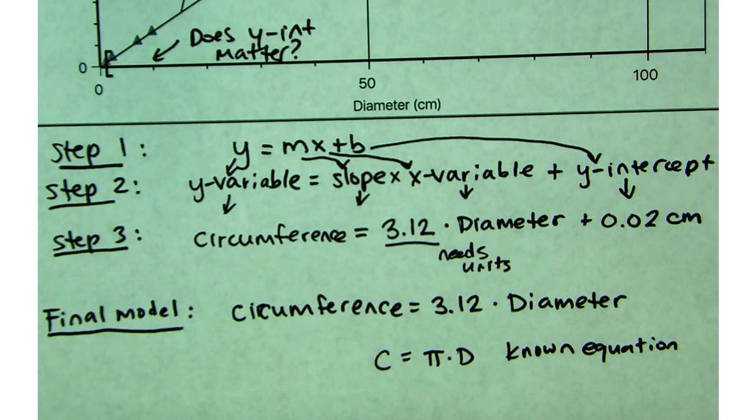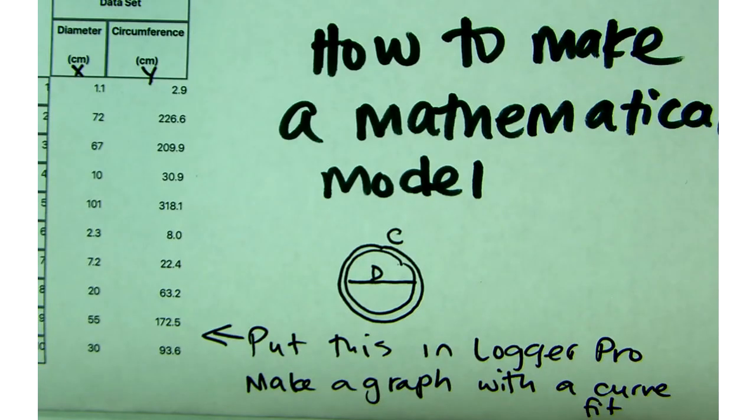And in this case, we found that the relationship between the diameter and circumference is that you multiply the diameter by pi.